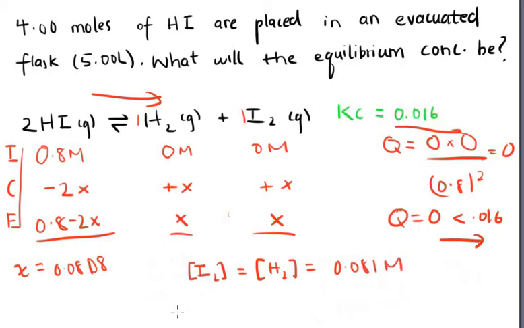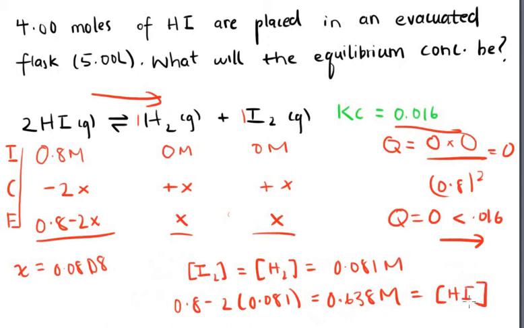And 0.8 minus 2 times 0.081 equals about 0.638, and this is the hydrogen iodide concentration.